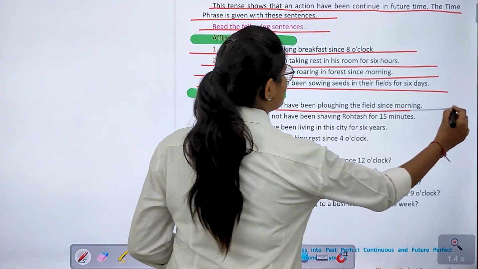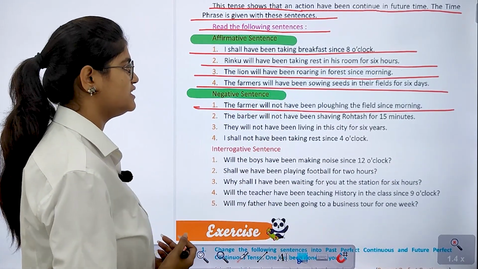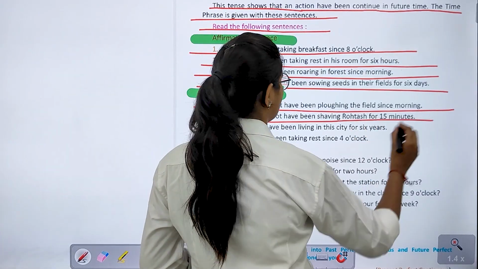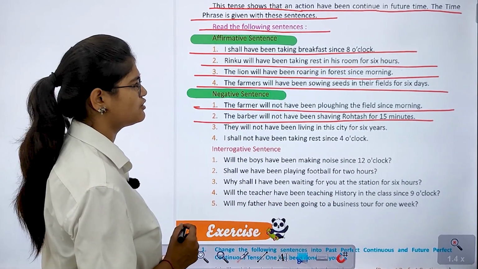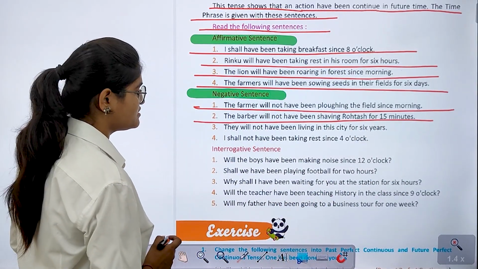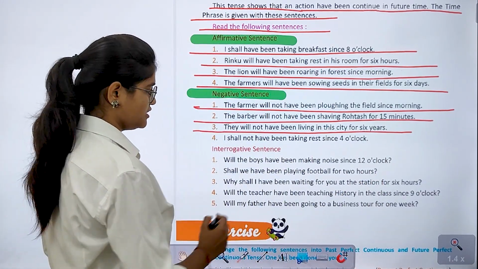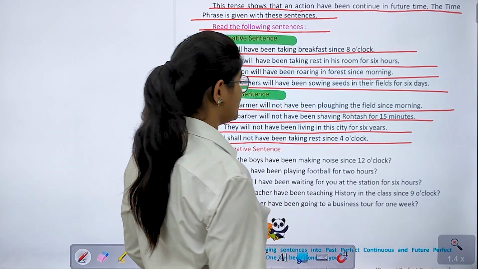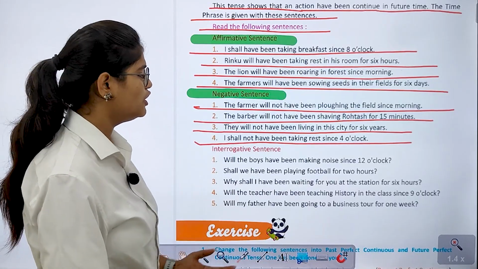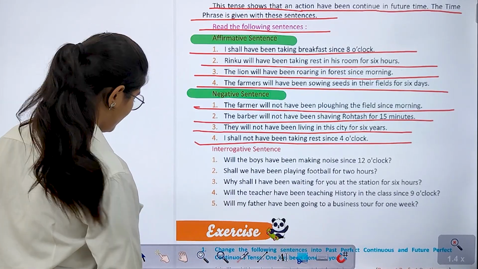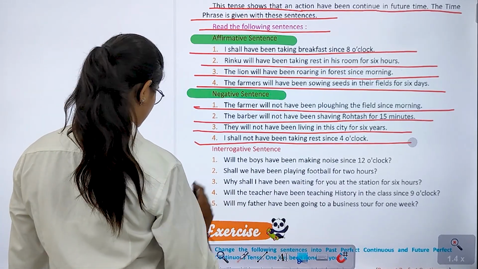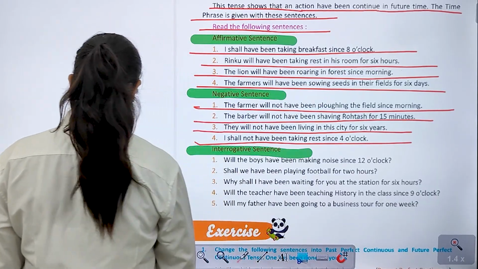The farmer will not have been plowing the field since morning. The barber will not have been shaving Rohtash for 15 minutes. They will not have been living in this city for 6 years. I shall not have been taking rest since 4 o'clock. Right? After that, we have the examples of interrogative sentences.